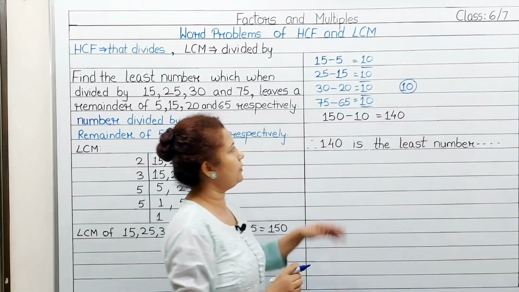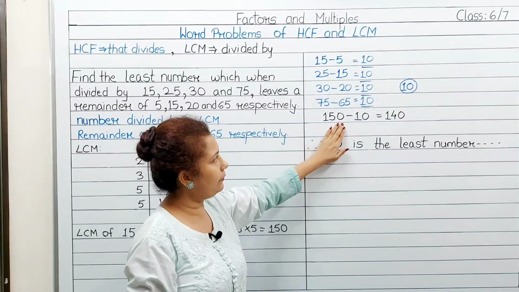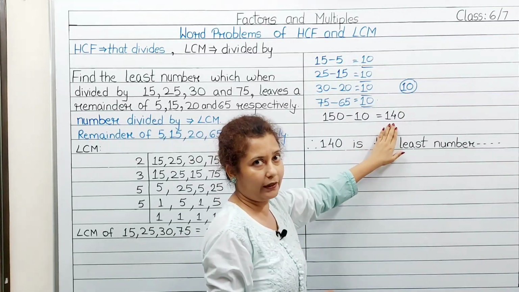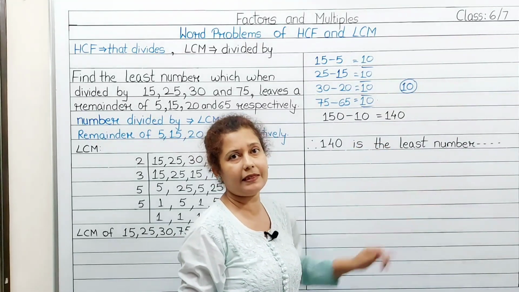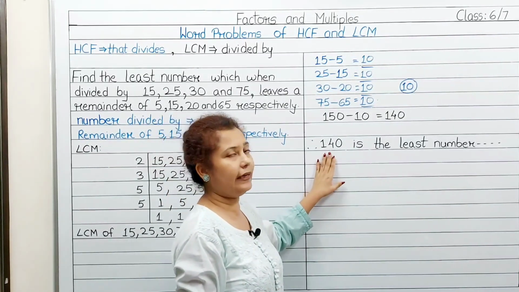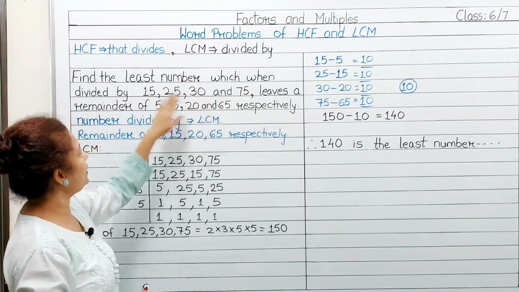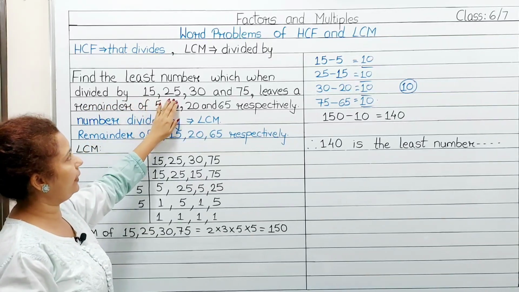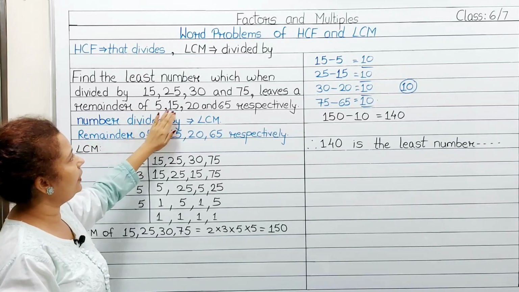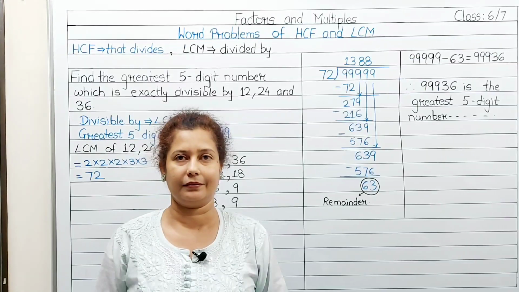So this we have to subtract from the LCM which we got. The LCM is 150. So we will subtract 10 from it. So we will get 140. Here I am not writing the complete statement over here, as you might have understood how to write it. I'll just read it. From the sum, 140 is the least number which when divided by 15, 25, 30 and 75 leaves a remainder of 5, 15, 20 and 65 respectively.